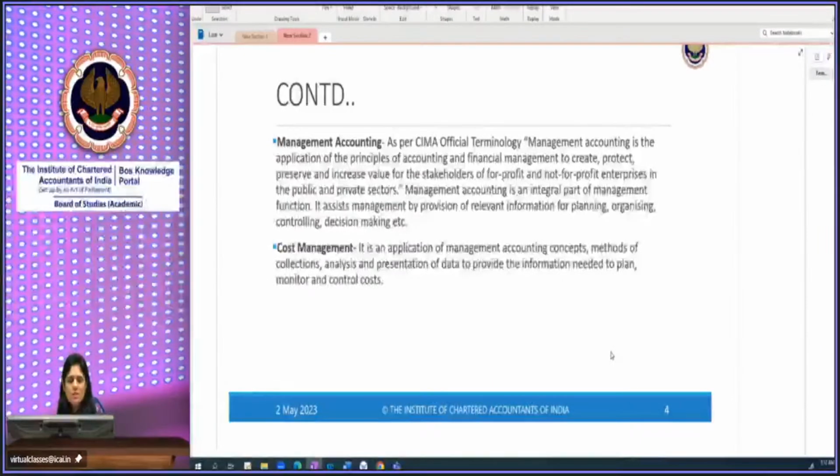Cost management. Cost management is an application of management accounting concept. So it's basically management driven. Methods of collection, analysis, presentation of data. So cost management is basically assisting the management related information. So whatever information management wants, cost management assists that. If management wants the report in a particular format, cost management will apply the techniques and the methods in management accounting to present the information to the management in their desired format, or what they require for whatever objective they require.